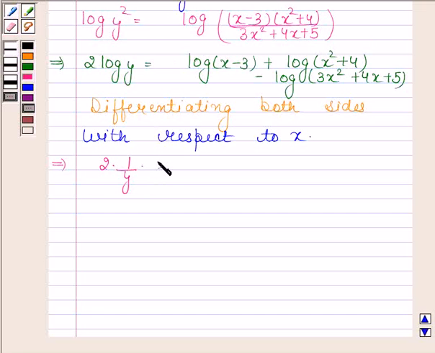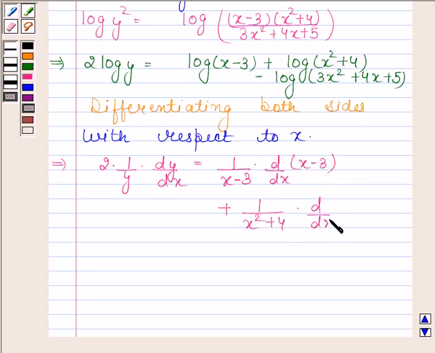y into dy by dx equals derivative of log (x minus 3) is 1 by (x minus 3) into derivative of (x minus 3), plus derivative of log (x squared plus 4) is 1 by (x squared plus 4) into derivative of (x squared plus 4), minus derivative of log (3x squared plus 4x plus 5) is 1 by (3x squared plus 4x plus 5) into derivative of (3x squared plus 4x plus 5).